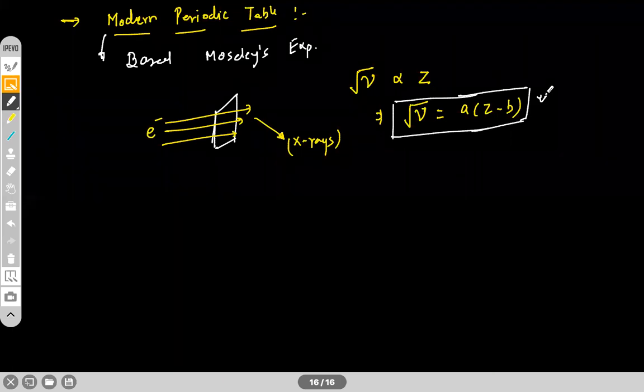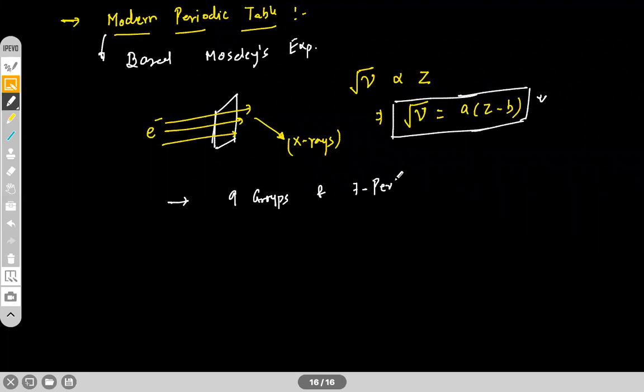Here, write down just 2-3 points. In this modern periodic table, we have 9 groups, that is the vertical columns, and 7 periods, the horizontal rows. 9 groups and 7 periods. Okay.